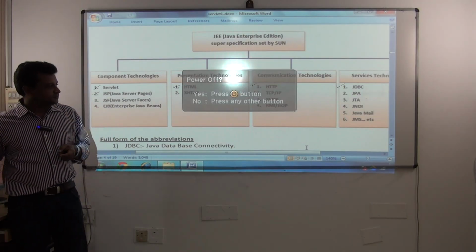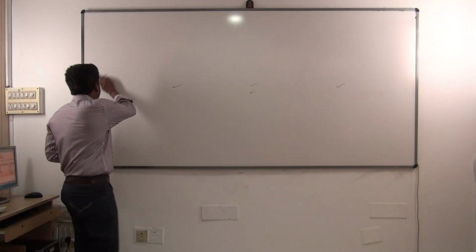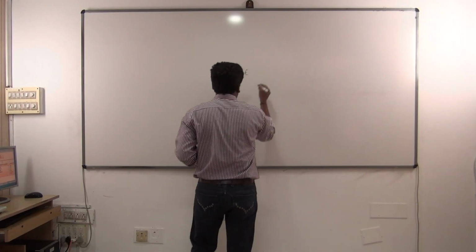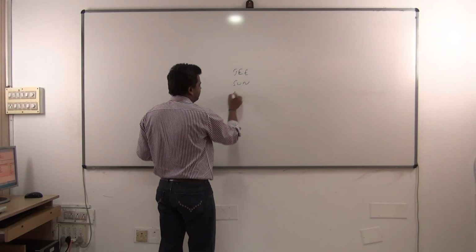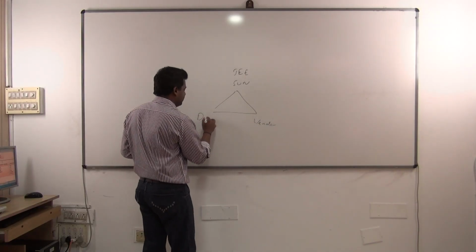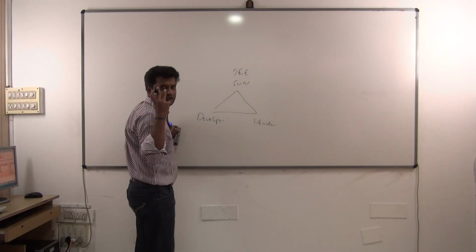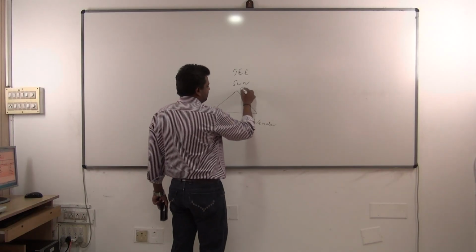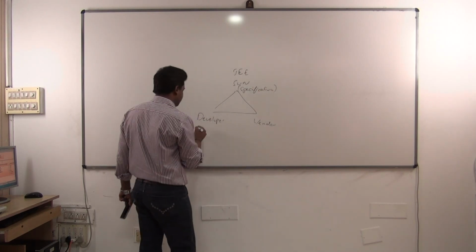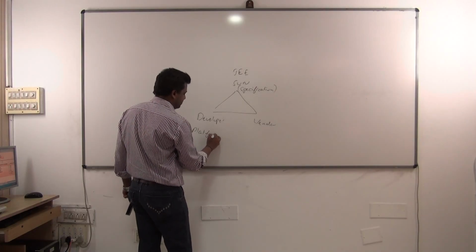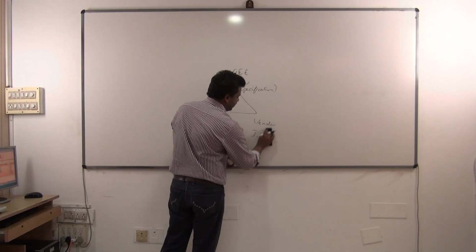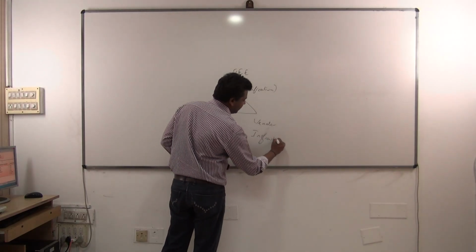Clear? So what I'm finally trying to say is, get the point very clearly, this JEE is a super specification, clear? It is set by Sun company, implemented by vendors, and used by developers. So it's a 3D vision now. From the Sun point of view, we call it a specification. From the developer point of view, it is a platform. And from the vendor point of view, it is infrastructure. They provide us the infrastructure. Yes or no? Correct?